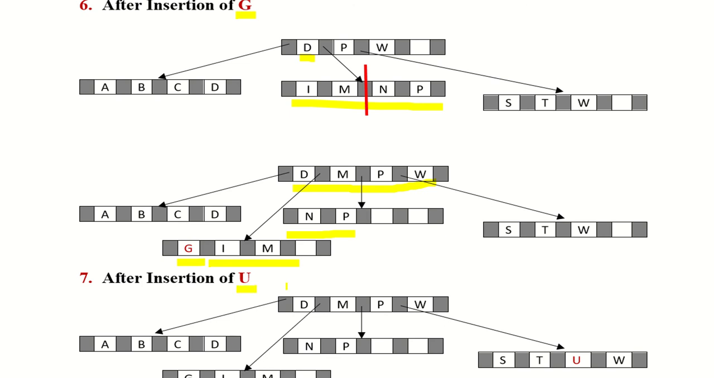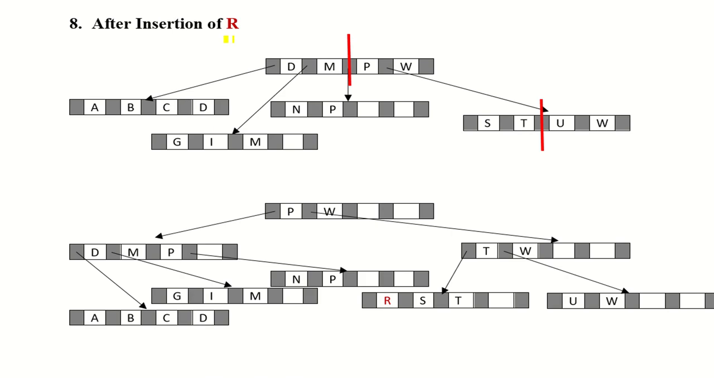Next is U. U comes just after P. So space is already available, so straightaway you go and insert it in order. Okay. Next is R. For inserting R, we have to insert R in this node.